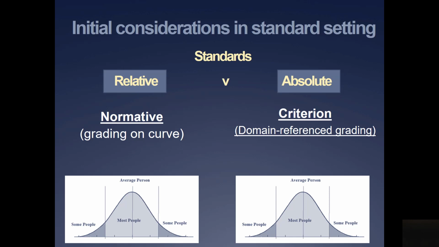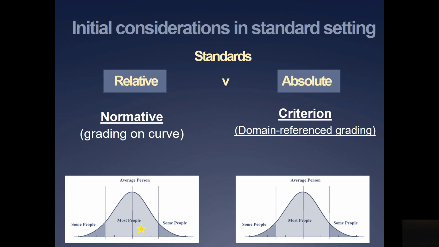Now, one thing that we need to understand going forward is the difference between relative and absolute standards. On the left, we have a relative standard, based on the normal curve. Here we have a normal bell curve, and hence we call it grading on a curve. Let's take an example. Let's say I have a learner, and that learner is here on the scale. We see the star, and they're hitting, let's say, 65% on whatever this test is.